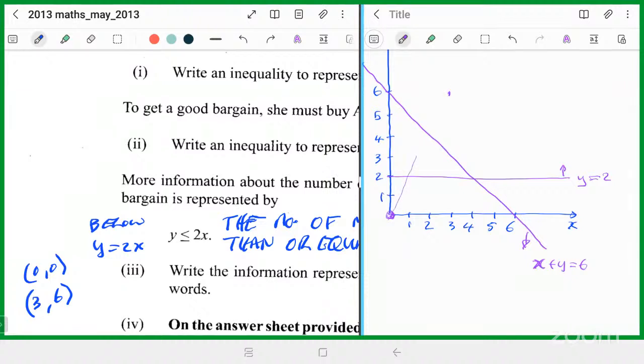Draw the line there. Label the line with the equals sign, y equals 2x. And we want to go below this line as well. The region I want is above this line, below this one, and below this one. We're talking about this triangle.